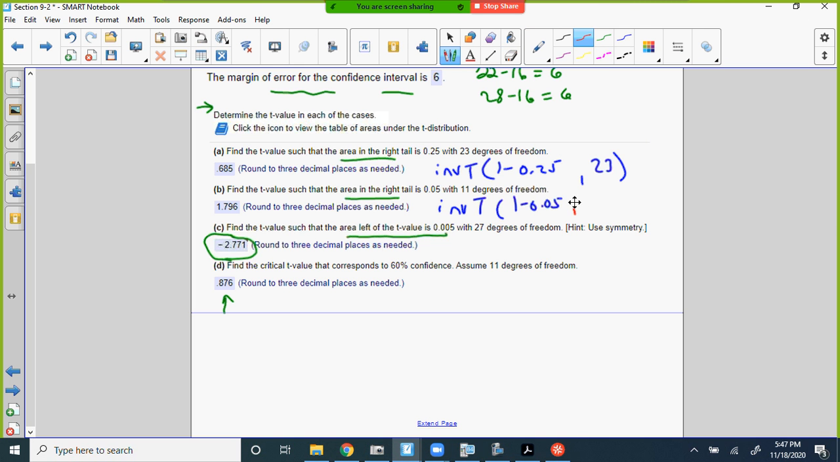Comma 11, because that's the degrees of 11, right? And then this one would just be the inverse T of 0.005, comma 27, right? And so you could type these in, and this is what it's going to be.